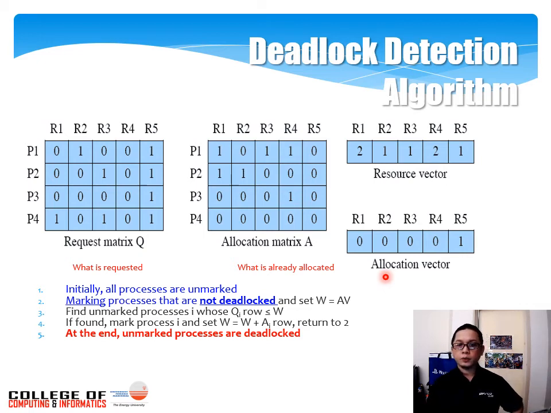Okay, follow closely. You need to make sure that all processes are unmarked from the very beginning. And then mark all processes that are not deadlocked, and determine whether it is a safe or unsafe state from the available vector, or the available resources that you have in the system.